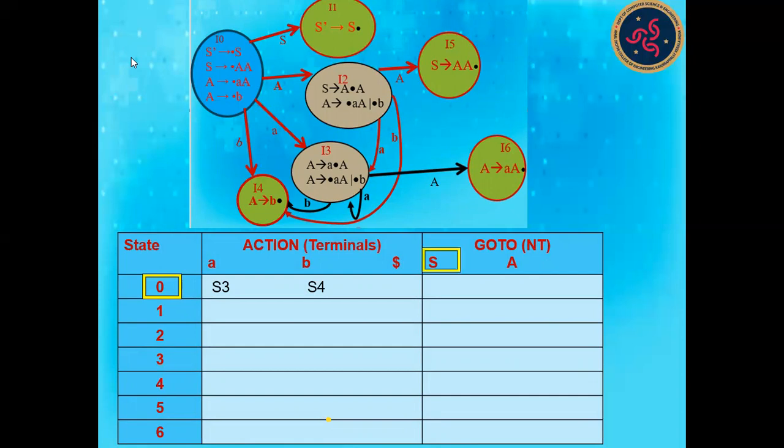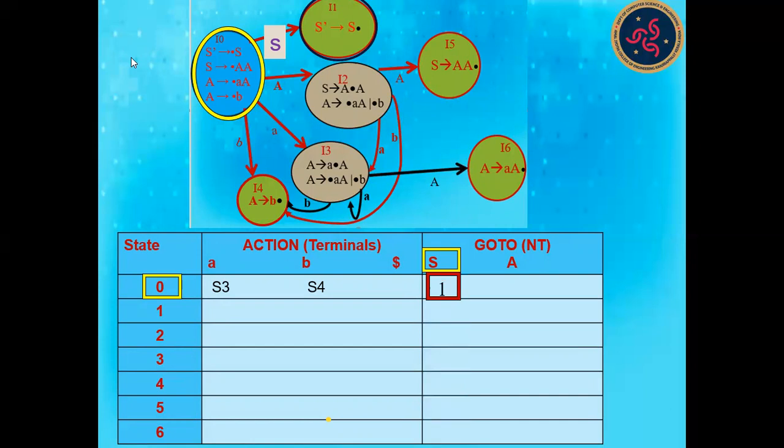At the state I0, when the symbol S is read, then the state will move to I1. Inside the go-to part, just write the number of the state. No need to write the shift operation here. Just specify the state number. Here it is 1, that is I1. So just write 1 at this position.